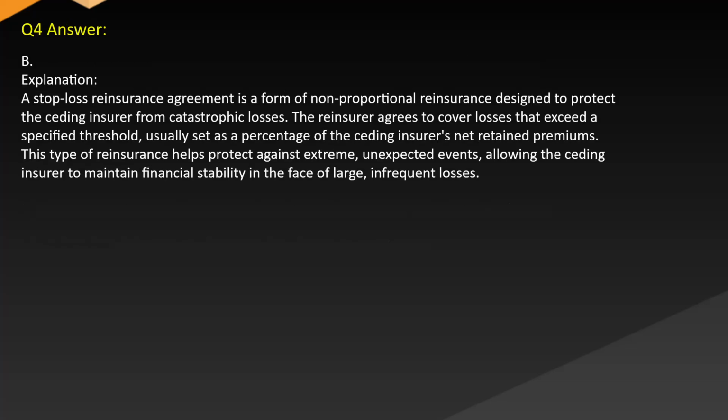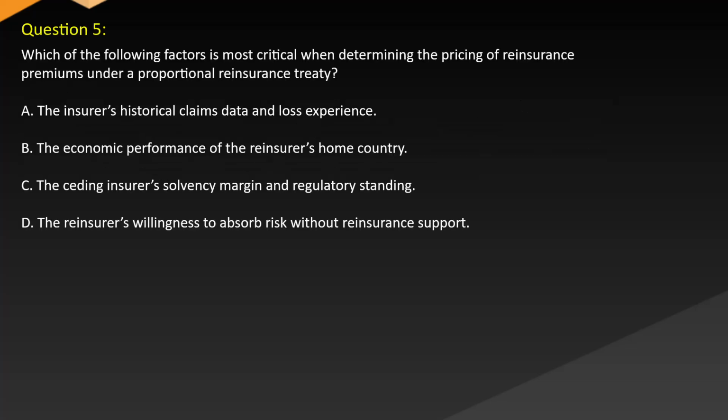Answer. B. Explanation. A stop-loss reinsurance agreement is a form of non-proportional reinsurance designed to protect the ceding insurer from catastrophic losses. The reinsurer agrees to cover losses that exceed a specified threshold, usually set as a percentage of the ceding insurer's net retained premiums. This type of reinsurance helps protect against extreme unexpected events, allowing the ceding insurer to maintain financial stability in the face of large, infrequent losses.